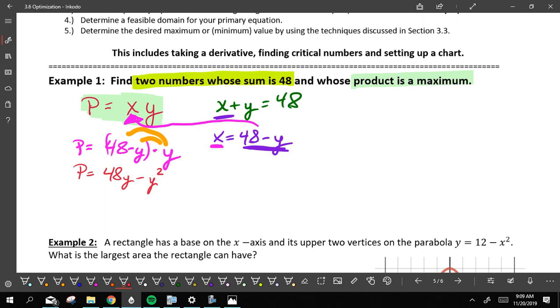Now I have an equation. This product equation is what I want to maximize. It's written with just one letter. So if I want to maximize, what am I going to do with an equation to maximize that equation? I'm going to first take the derivative. Once I take the derivative, then I'm going to set it equal to 0 and solve. So that's P. So I'm going to find P prime.